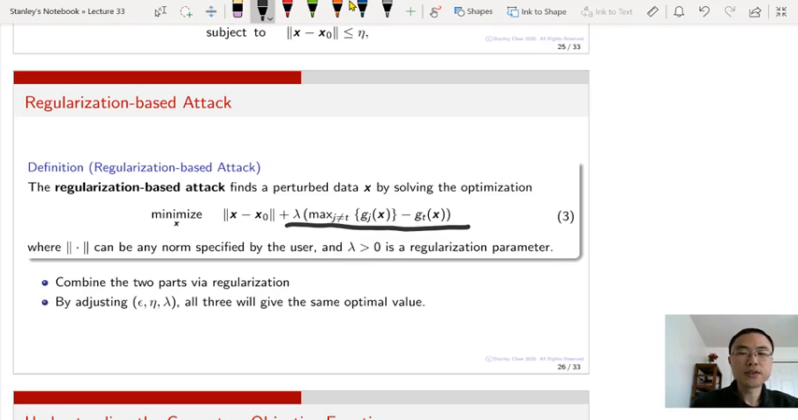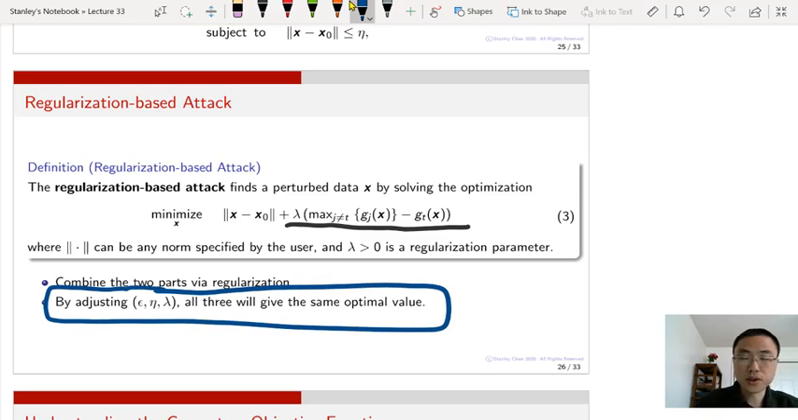So this is really the same as the previous two forms of attacks, if you have chosen the right pair of lambda, eta, and epsilon. This comment is very important if you try to recall from the beginning of our lecture. Of course, we say that by choosing the right choice of epsilon, eta, and lambda, the solutions of these problems are equivalently the same.